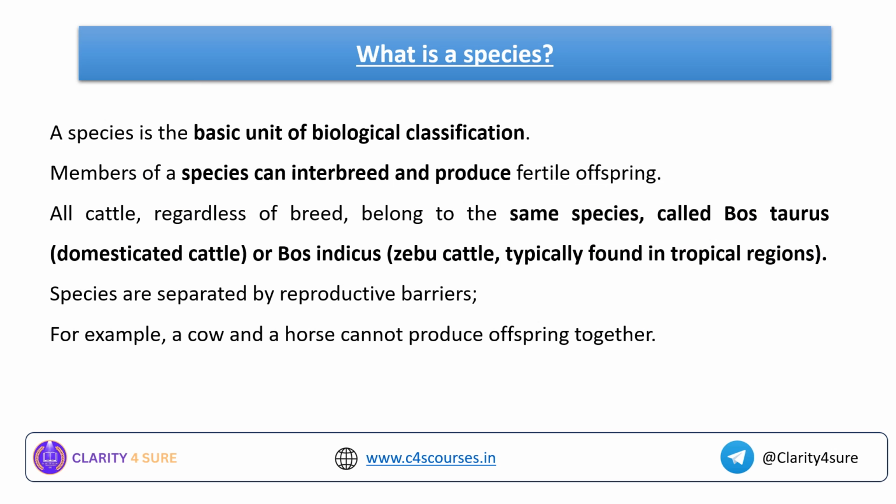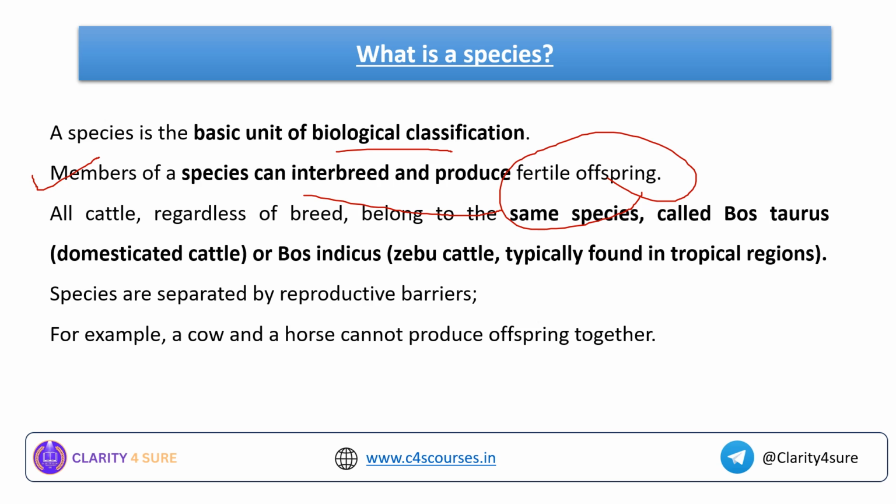First of all, let us try to understand what a species is. A species is the basic unit of biological classification. You have to remember that members of a species can interbreed and produce fertile offspring. This is a very important term to note down, because even if there are different breeds in that species, they can interbreed and produce fertile offspring.